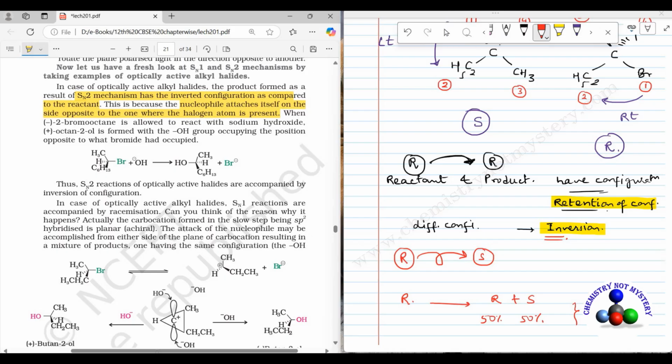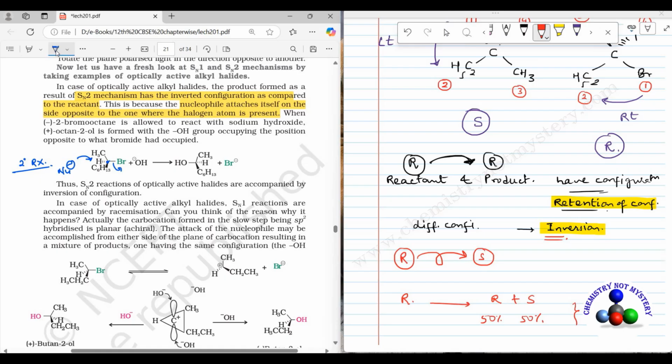When -2 bromo-octane is allowed to react with sodium hydroxide. So this is -2 bromo-octane. This carbon is the secondary carbon, so this alkyl halide is a secondary alkyl halide. The OH negative ion nucleophile will attack from the back side of the molecule and expel the Br in the form of Br negative. Br is attached on the right side of the molecule and in the product OH will get attached on the left side of the molecule.